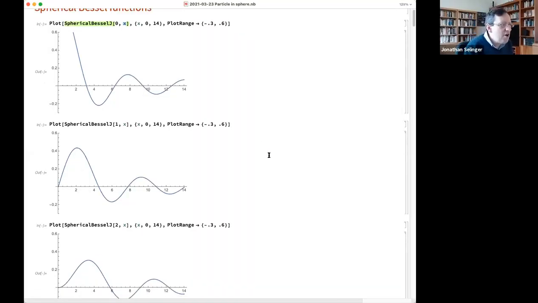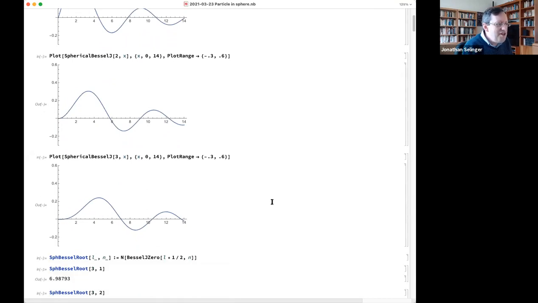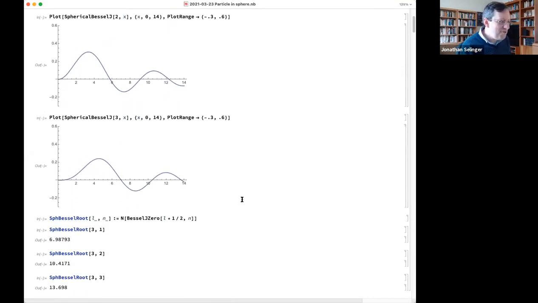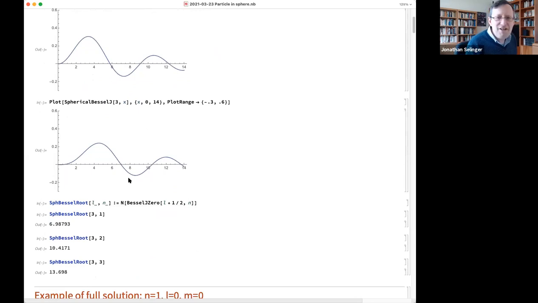I didn't even know that this was in Mathematica until last night, and then I found it from a guy on the internet. From a guy on the internet, I downloaded this nice command to find the nth place where the Lth Bessel function crosses zero. What a handy command.